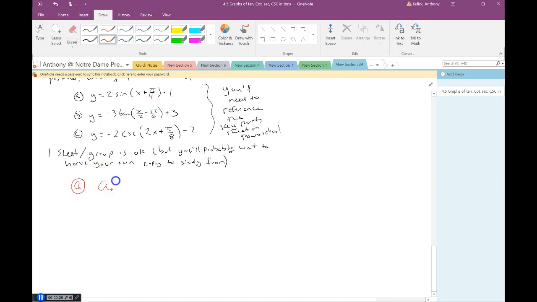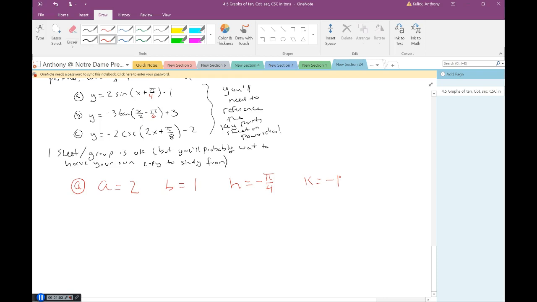All right, so if I'm asked to graph these things, the first step is to write down my values for A, B, H, and K. My value for A in part A is 2, B is, H is negative pi over 4, and K is negative 1.